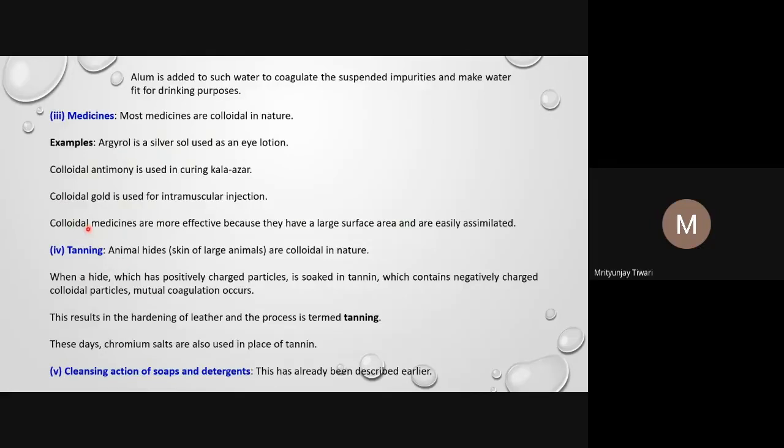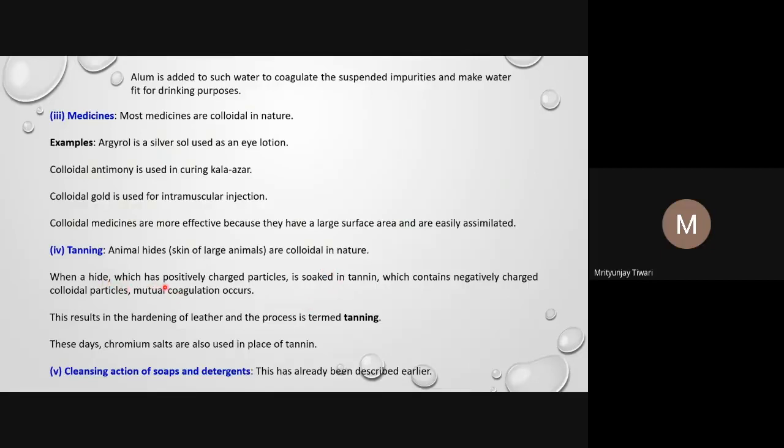Then the use of colloids is also in tanning. Tanning involves animal hides, which are nothing but the skin of large animals. So hides are colloidal in nature. All this skin of large animals is colloidal in nature.